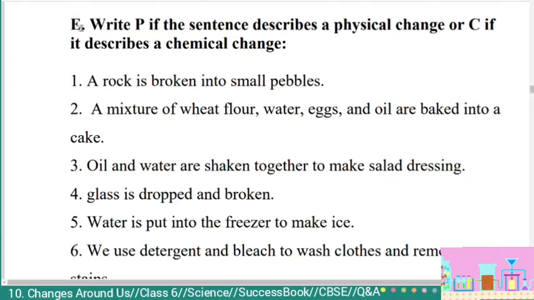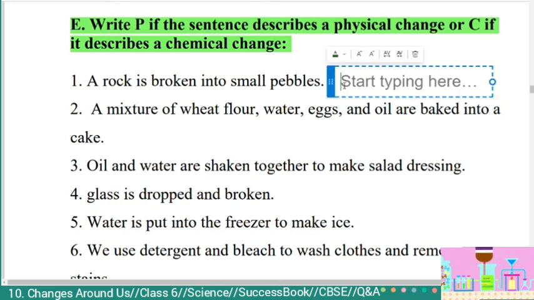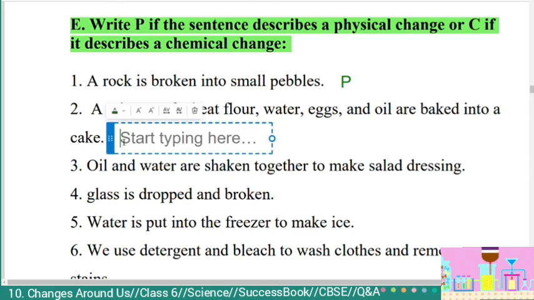Now next main, E, write P if the sentence describes a physical change, or C if it describes a chemical change. Here first one, a rock is broken into smaller pebbles. It is a physical change. If it is a physical change, then you have to write P. If it is a chemical change, then you have to write C. Second one, a mixture of wheat flour, water, eggs and oil are baked into a cake. So it is a chemical change. So write it as C.